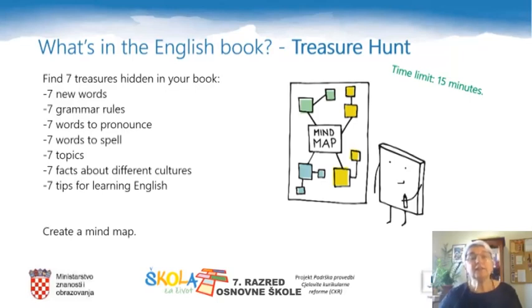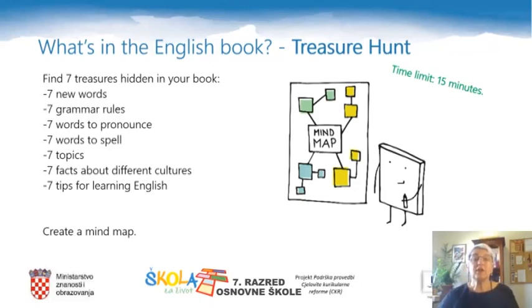Can you find 7 facts about different cultures? Like, for example, people in the United Kingdom, people in the United States of America, some stories from Australia, some stories from New Zealand, some stories from different parts of the world, different cultures. Can you find 7 of them in your book?